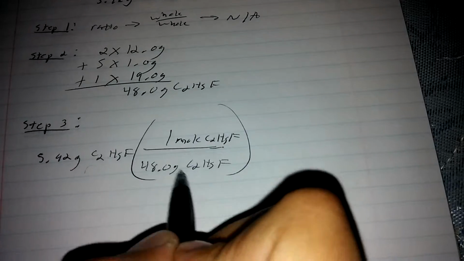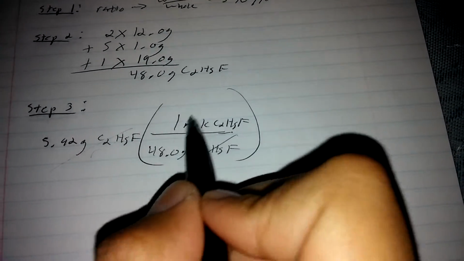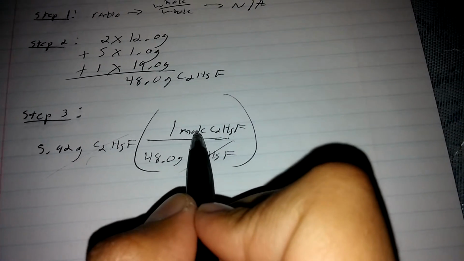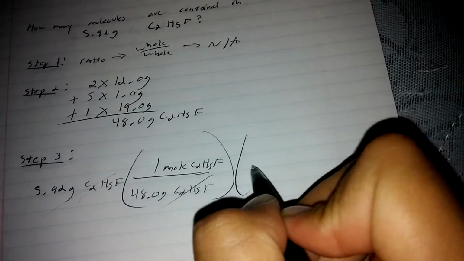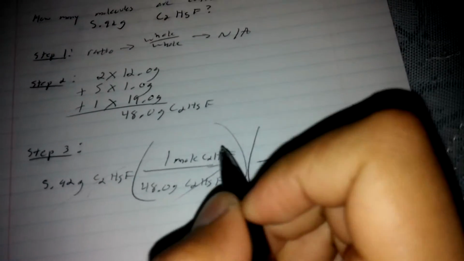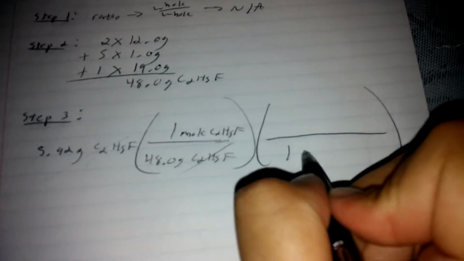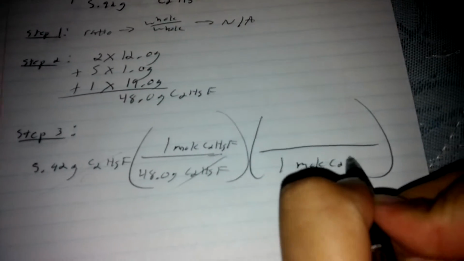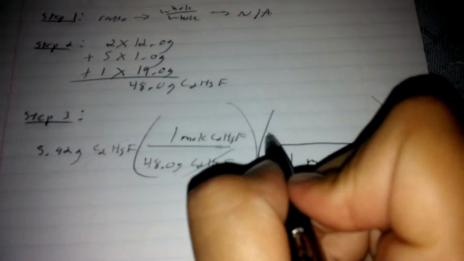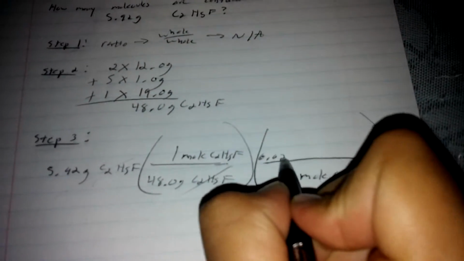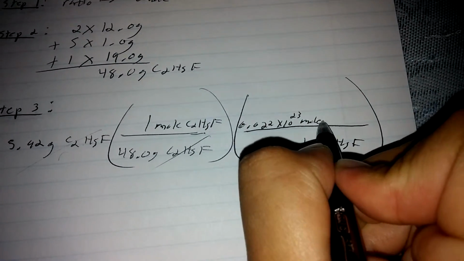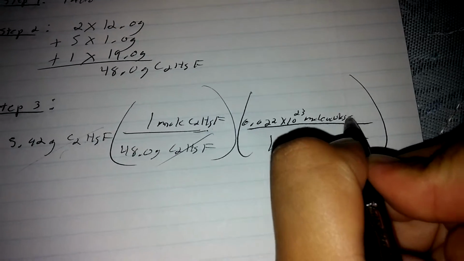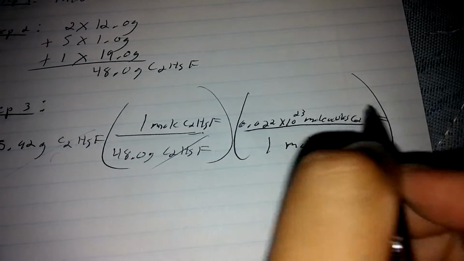Now, if you notice here, if we cancel out our units first, our calculations will result in mole. But the question is asking how many molecules. This is when we have to apply Avogadro's number. Avogadro's number states that in 1 mole of C2H5F, there are 6.022 times 10 to the 23rd molecules of C2H5F.